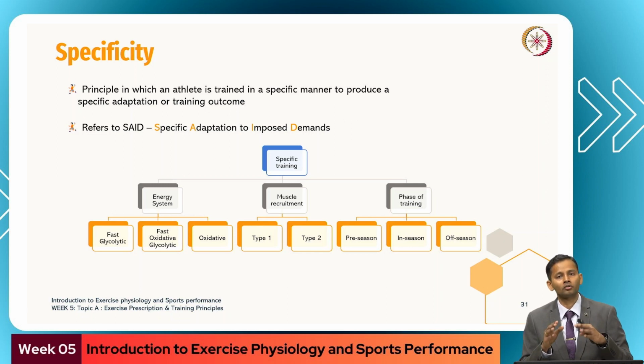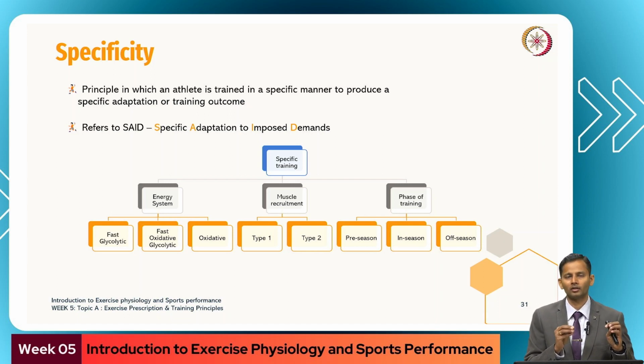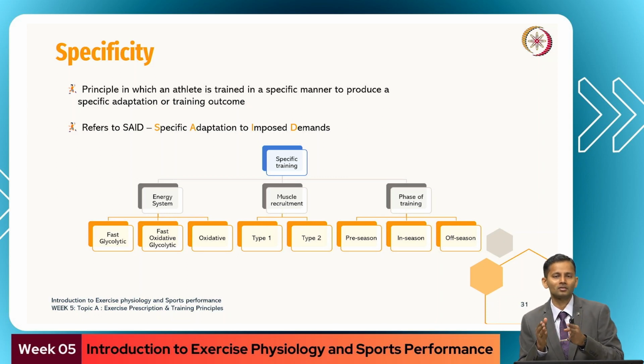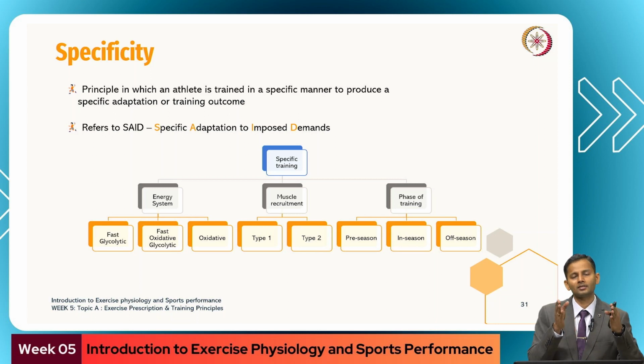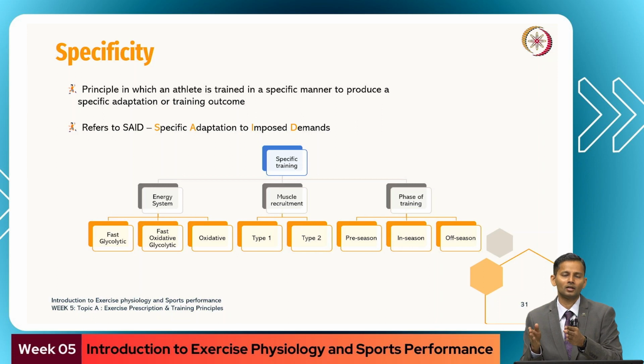The specificity also applies with respect to the phase of training. If the individual is in pre-season, you start with resistance training, for example, then gradually decrease the resistance training and move on to more sport-specific training when the individual goes into in-season, so that you are simulating the similar type of sports activity during in-season, so that he or she will have better performance which is specific to the demand that you are giving during the in-season.